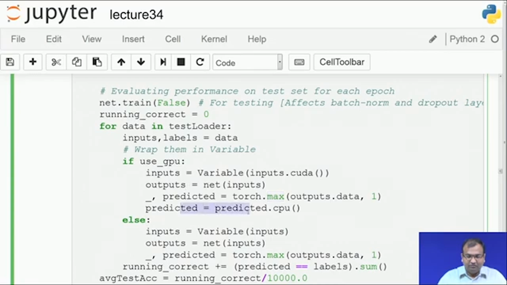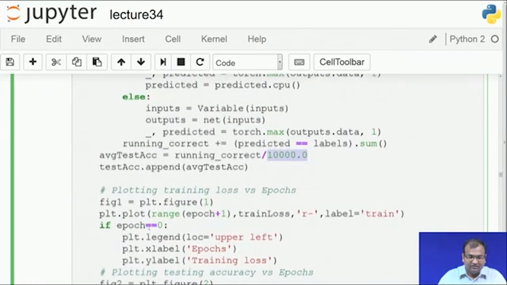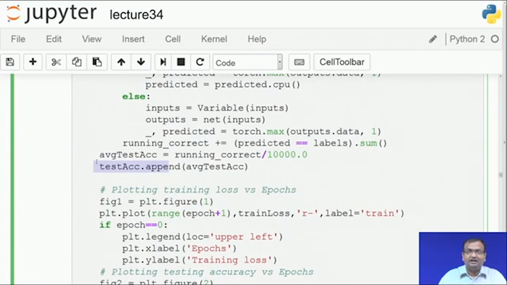Once it is predicted, I convert it onto my CPU and bring it back over here, such that I can do the rest of the calculations. The rest of the calculation is pretty simple: I compare whether my predicted value of the label is the exact value of the label on the data I am using, and if it is, then that is correct. So just take a sum over all of them, and that gives me the total number of correct predictions out of the 10,000 samples available in my testing data. If I divide this by 10,000, I get my average accuracy, and then I put my average testing accuracy per epoch into an array which I can use for subsequent inferencing.